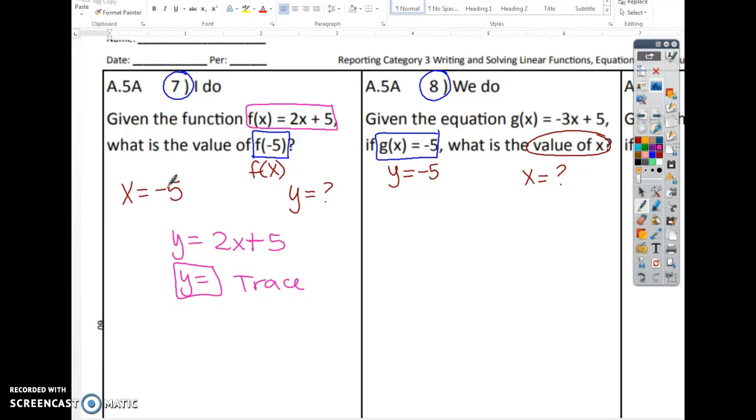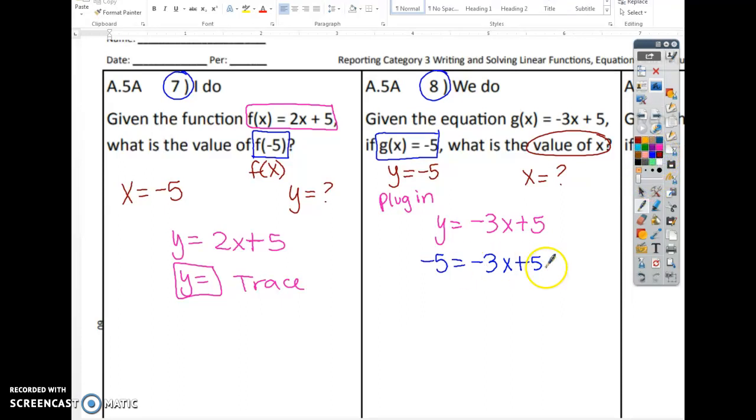Number 8 is different. Number 8, they gave you the y, so I don't know the x, and it could be a decimal, we don't know. So we're going to have to plug in -5 in place of y. So right here we will put the -5 in place of y. So I have y equals -3x plus 5. I know that y is -5, so that's like -5 equals -3x plus 5.